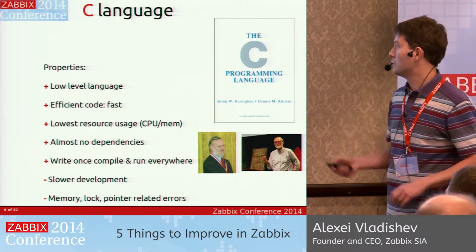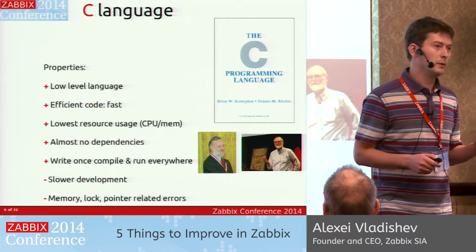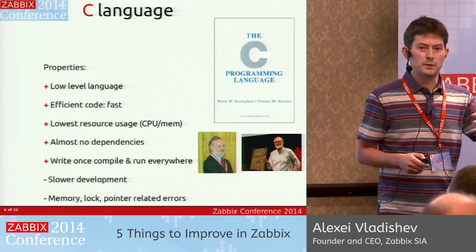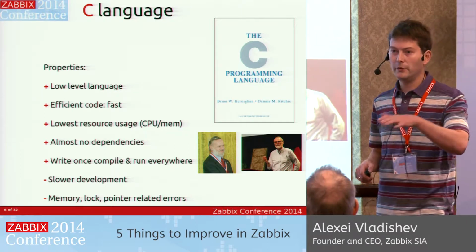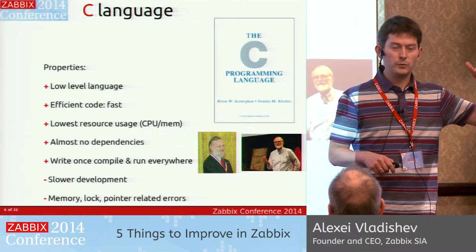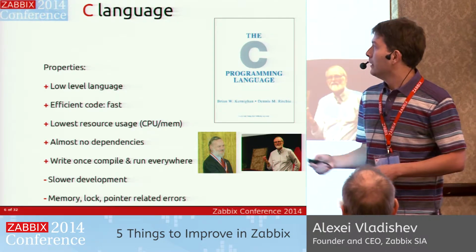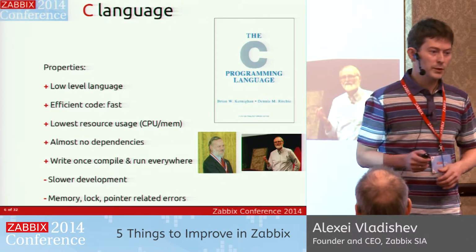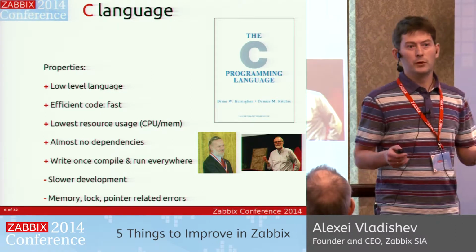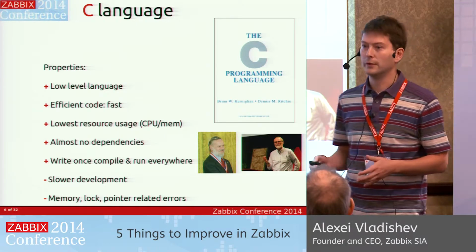Let's have a look at the properties of this stack of C, PHP, and SQL. The C language is a very low-level language. If you know some programming, there is binary code, there is assembly, and there is the C language, which is really low level. The Linux kernel is written in C. And the good thing about the C language is that it's very efficient. If you're a good programmer, you can write very efficient code, like the Linux kernel is.